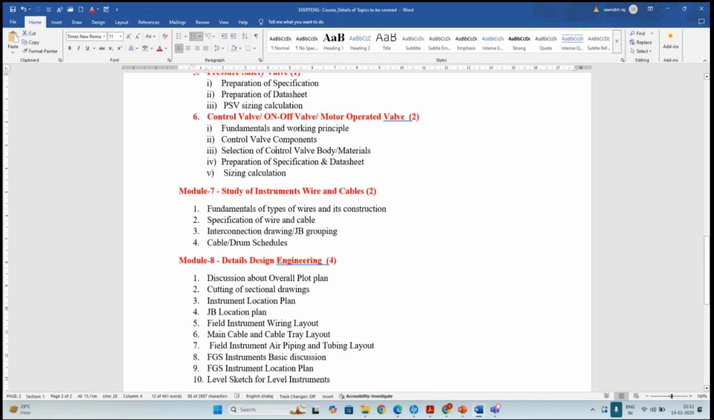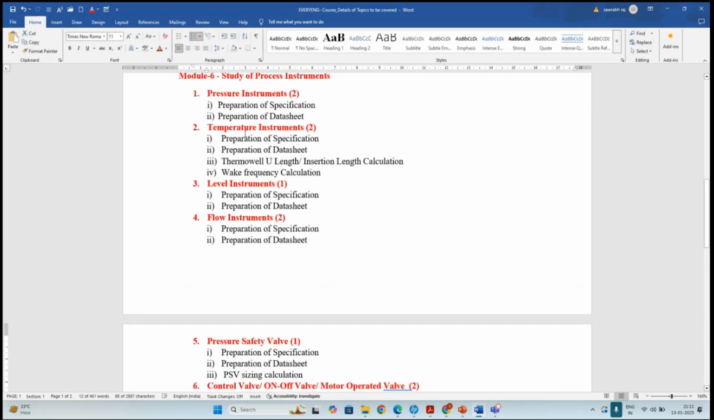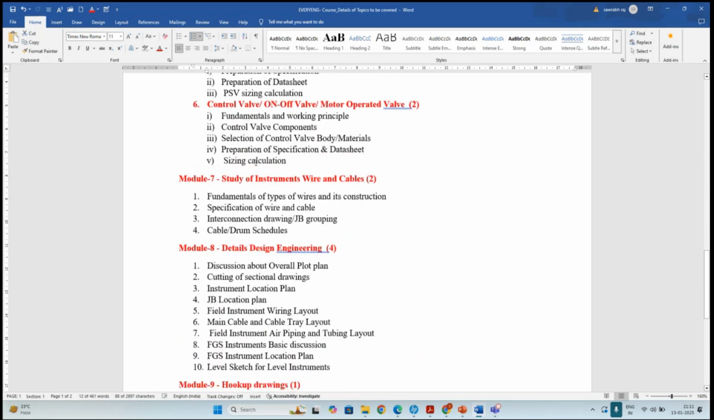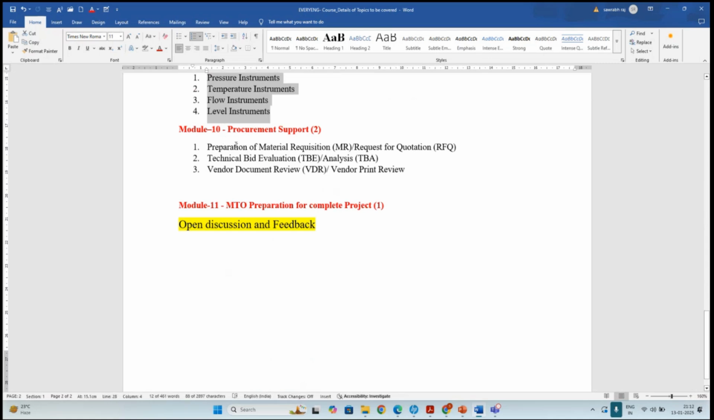procurement part. Here, you have prepared the specification and data sheet of all the field instruments. So now we will talk about procurement support, like how to prepare the material requisition, that is called MR. Also, how to prepare the request for quotation. This MR is also known as request for quotation, that is RFQ. Then technical bid evaluation, TBE, technical bid analysis, TBA, vendor documents review, VDR, or vendor print review.